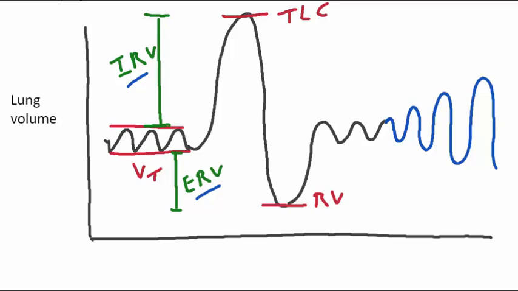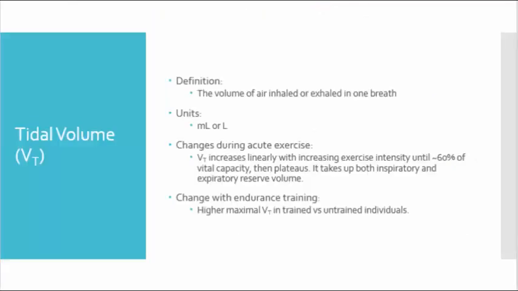With endurance training or in elite athletes, we would see that they can increase the tidal volume just a little bit higher, getting closer to that total lung capacity, which means that we can take bigger breaths, and our VE, our minute ventilation, therefore, is also increased. So changes with endurance training: a higher maximal tidal volume in trained versus the untrained individuals.